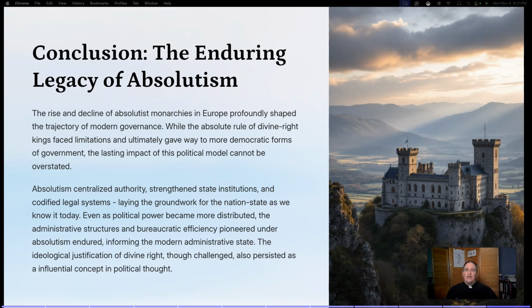The rise and fall of the absolutist monarchies profoundly impacted modern governance. Although absolutist rule faced limitations and evolved into more democratic systems, the legacy of absolutism remains significant. Centralized authority, strong state institutions, and codified legal systems laid the groundwork for the modern nation state. The ideological justification of divine right, while challenged, continues to influence political thought today.